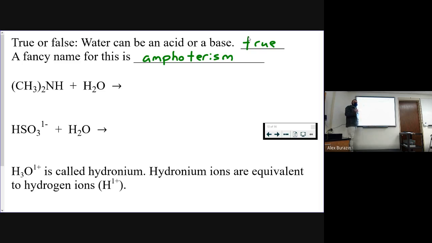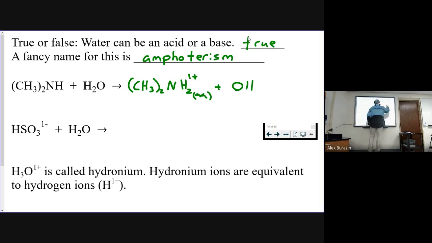Acids donate, bases accept. In this first one, the water is behaving like an acid, and it will donate a hydrogen to the other molecule, which is dimethylamine. And what I'm left with then is hydroxide. Okay? You can identify acid-base pairs: base, acid, conjugate acid, conjugate base.